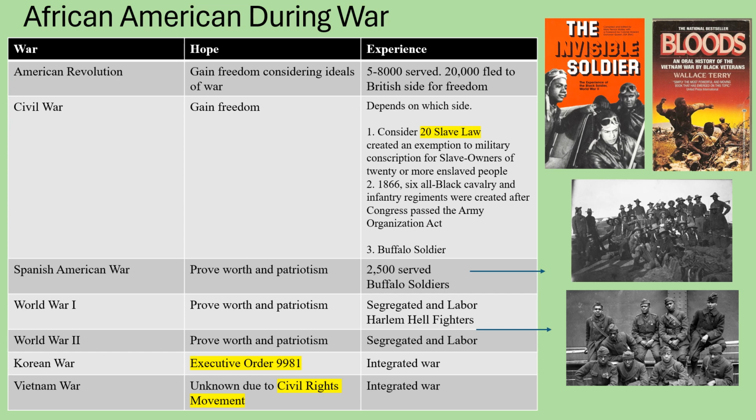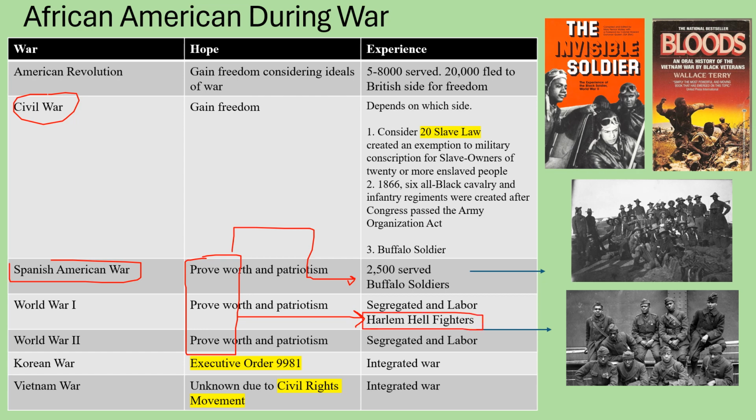On this slide, I expanded the wars. I've added the Spanish-American War. Notice how the hope really does not change much. We see once again the Buffalo Soldier participating in a conflict, not only the Civil War, but also the Spanish-American War. And then when we get to World War I, we're starting to see the introduction of additional soldiers. Here we have the Harlem Hellfighters. World War II, still fighting in segregated units, Tuskegee Airmen. And then we get to the Korean War, where we have the executive order that integrates the military.